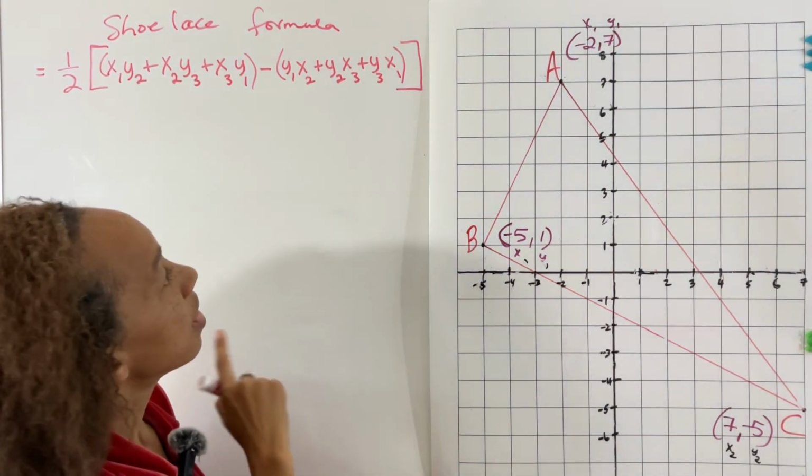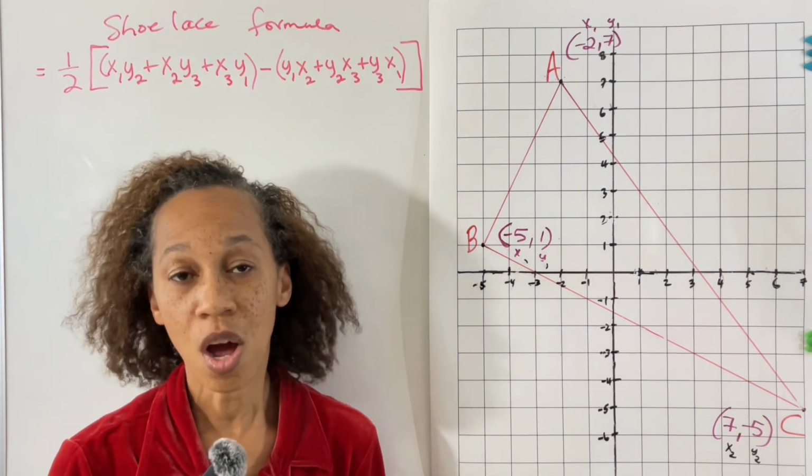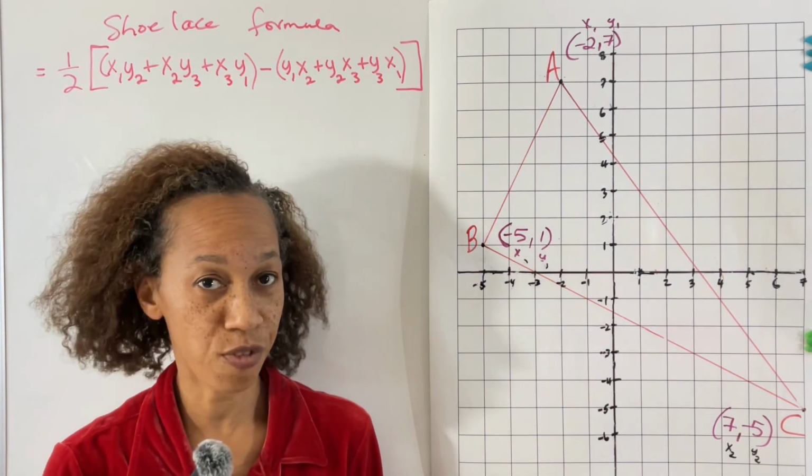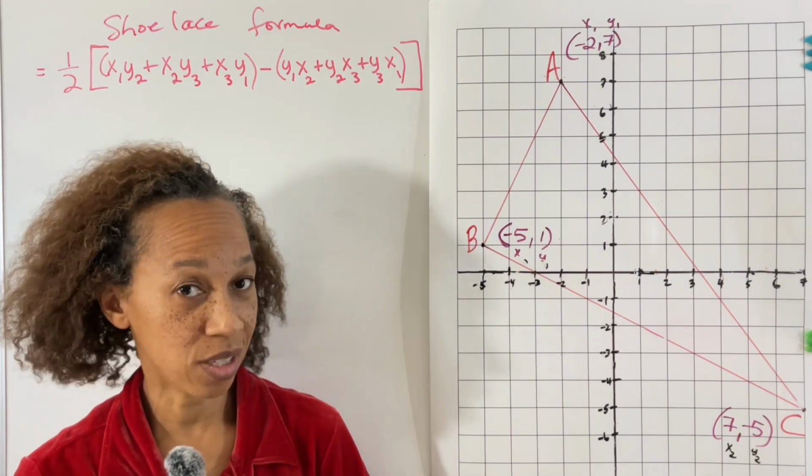It is simple when you are using it to find the area of a triangle, but you can also use the shoelace formula here to find the area of a rectangle if the coordinates are given to you.